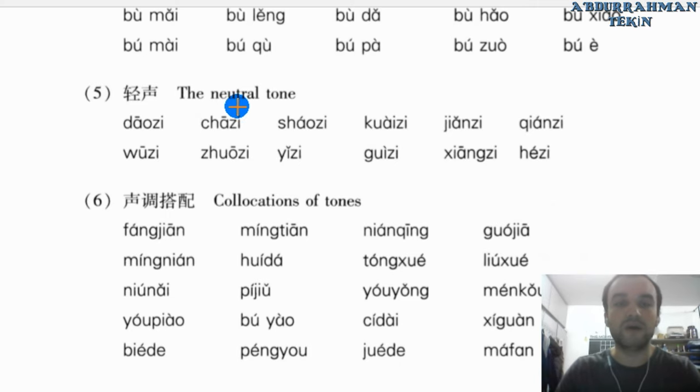And here we are neutral tone. The second pinyin is neutral tone.